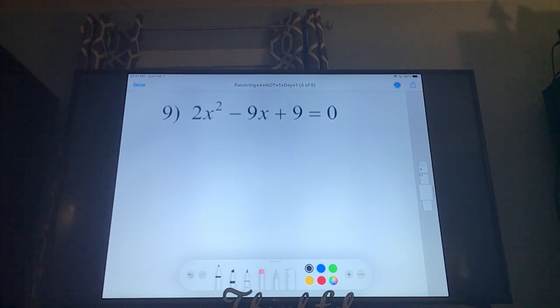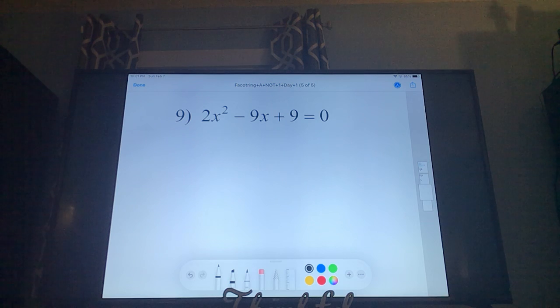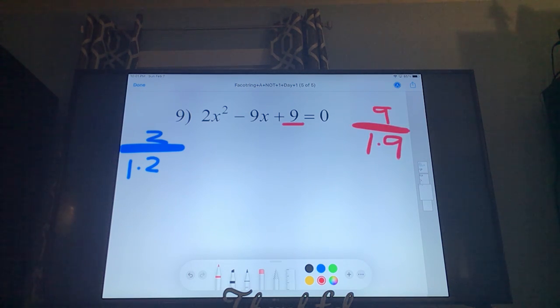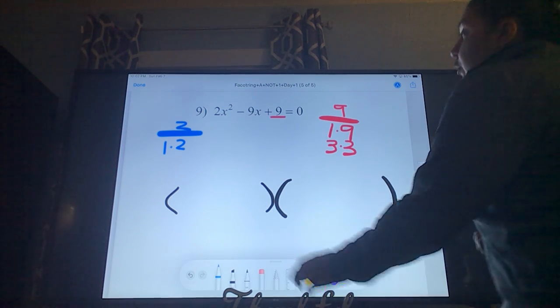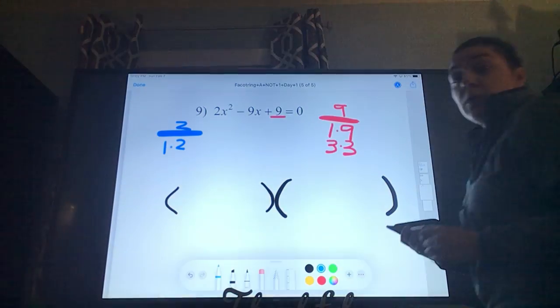Okay, so we need to factor our first number, which is a 2. We got 1 and 2. And we need to factor the last number, which is a 9. You're going to have 1 and 9, or 3 and 3. Okay, we draw our 2 sets of parentheses. And so our first number, there's only one option. Okay, most of them are going to be like that. And so you can fill in the 1 and the 2.